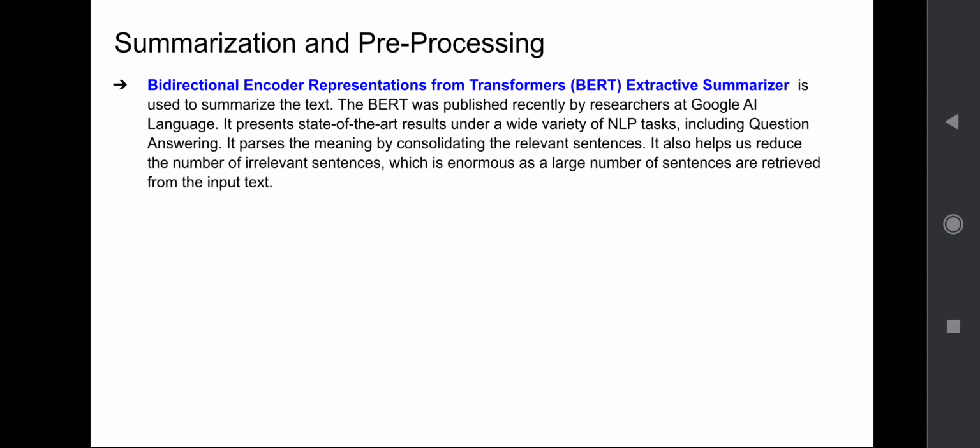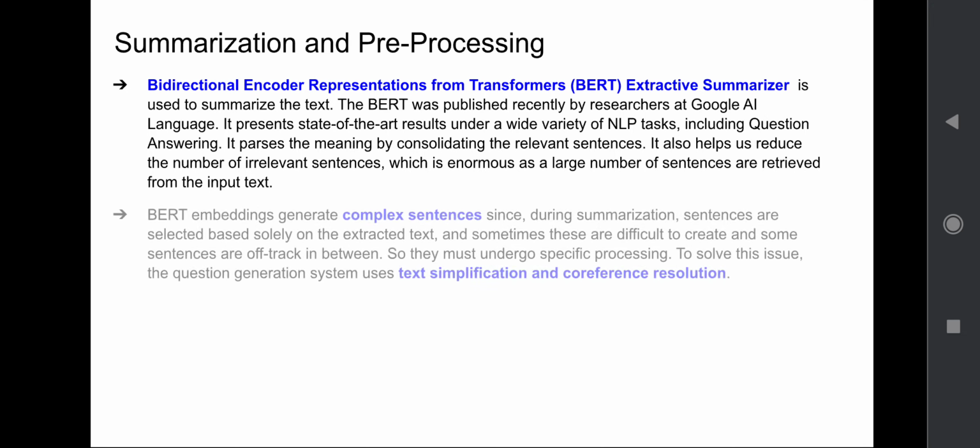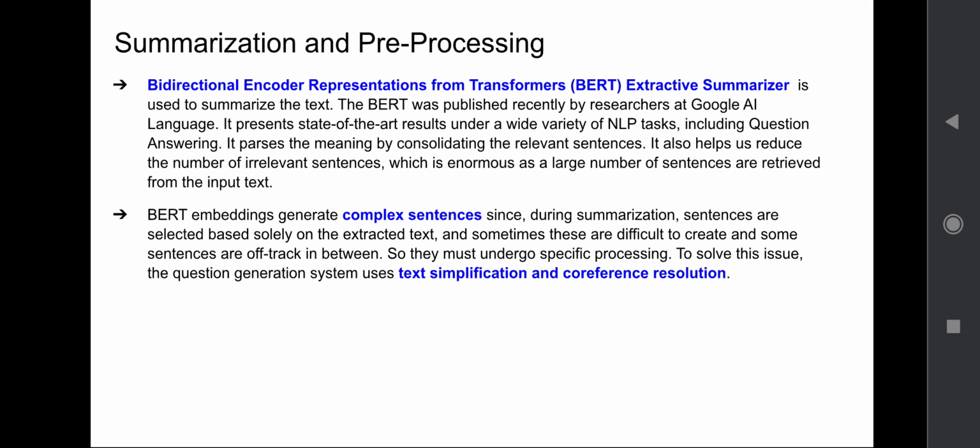So we are using BERT extractive summarizer, or Bidirectional Encoder Representations from Transformers. It was provided by Google and it can do various NLP tasks including question answering. It parses the meaning by consolidating the relevant sentences. It also helps us reduce the number of irrelevant sentences, which is enormous as a large number of sentences are retrieved from the input text. BERT embeddings generate complex sentences since during summarization sentences are selected based solely on the extracted text, and sometimes these are difficult to create and some sentences are off track in between. So they must undergo specific processing.